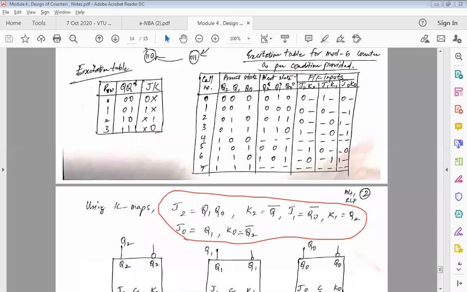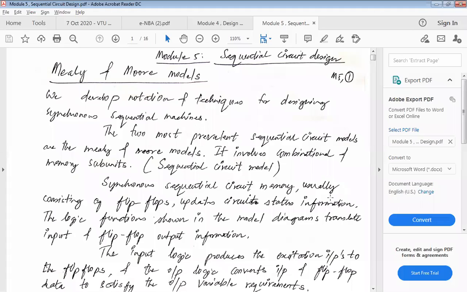The next module, which is nothing but your last module, will be talking to us about a few more higher level concepts, where we will be talking of Moore and Mealy machines and the sequential design. It talks fully about sequential circuit design. So this is our module 5, which is sequential circuit design.